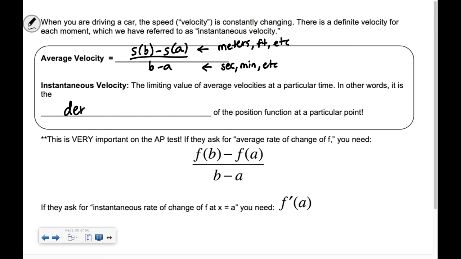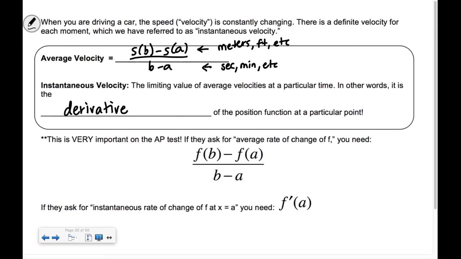I'm misspelling it. Derivative of the position function at a particular point. Okay, so if I ask for the average velocity, then you're finding between two endpoints. But if I say, what is the velocity at this exact time? At t equals 2, at t equals 3, whatever, then you do the derivative.